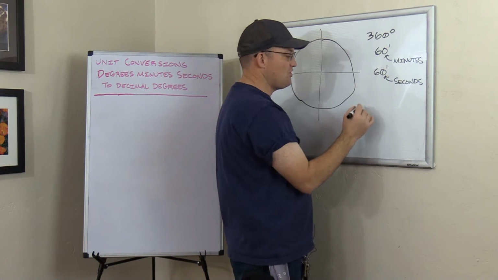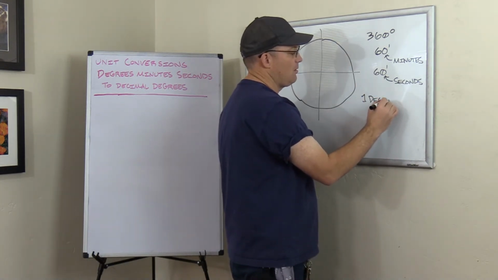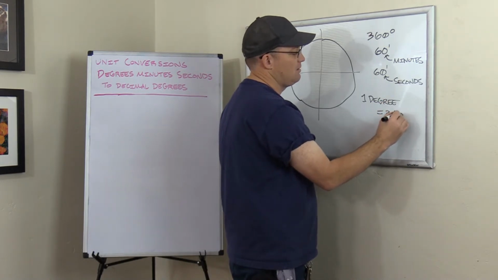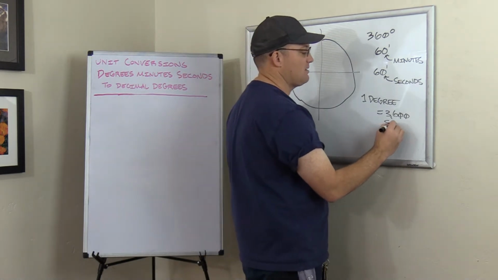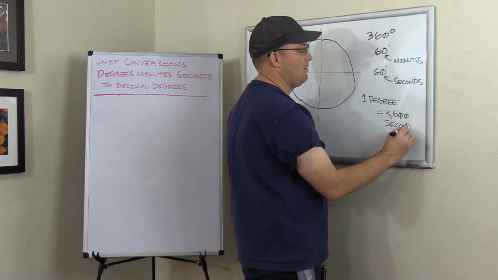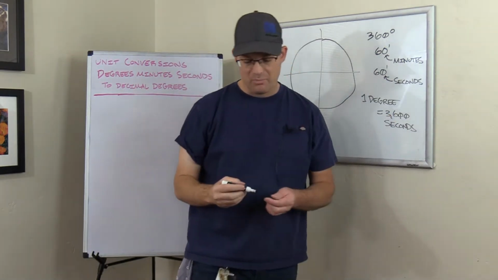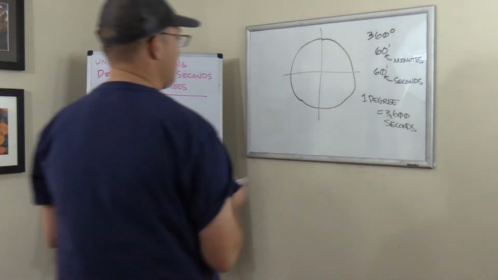Which means each degree, 1 degree, is equal to 3,600 seconds. And this is going to be an important number when we're doing these conversions. This number right here, 3,600, is going to be important. So I want you to remember that. We're going to use that in our math.